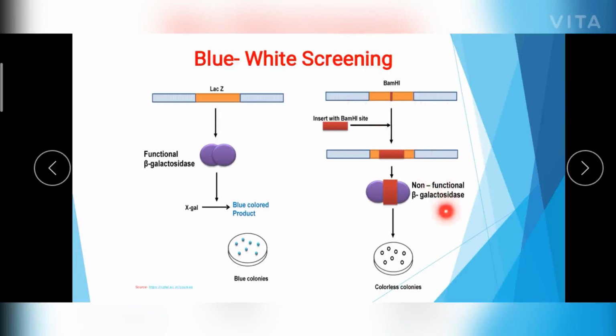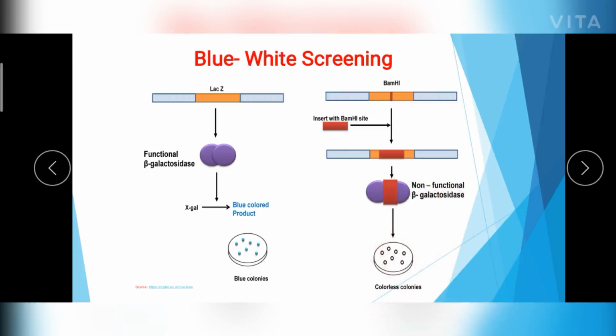So what property it is losing means the property of the production of this enzyme beta-galactosidase. So this enzyme is no more produced. So no enzyme means no reaction and no substrate reaction. It doesn't react with the substrate, and you will be getting colorless. No color product is formed.